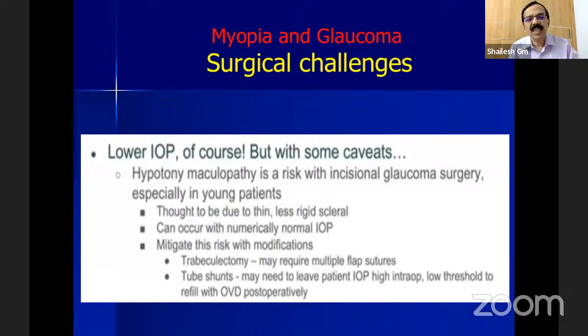Now coming to the surgical challenges, once we decide that the glaucoma is going out of control beyond medical management, we have to look into the surgical options. We have to be very careful about the hypotony that usually develops after a conventional trabeculectomy. To mitigate these risk factors, we require multiple flap sutures, and tube shunts, which we usually use in these cases. We also may need to leave the patient at a slightly higher IOP intraop, and we should have a low threshold to refill viscoelastic to maintain the chamber.